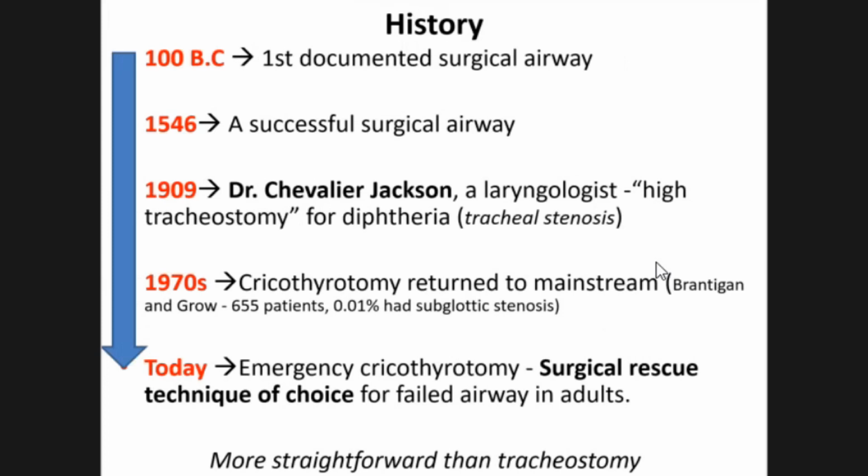Coming to the history of cricothyrotomy, 100 BC was the first time there was a documented surgical airway. 1546, where there was a successful one. 1909, when Dr. Chevalier Jackson used the high tracheostomy, which is technically a cricothyrotomy, for diphtheria. However, there was a high incidence of tracheal stenosis, and this went out of the mainstream. However, in the 1970s, this came back into the mainstream, and today emergency cricothyrotomy is the surgical rescue technique of choice for a failed airway in adults.